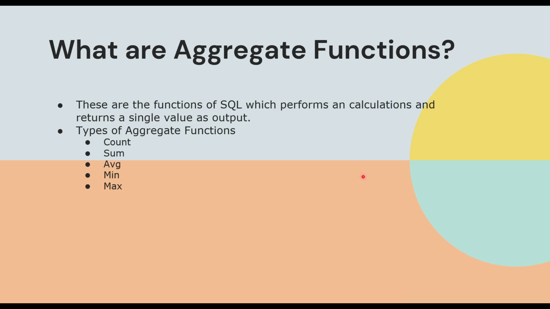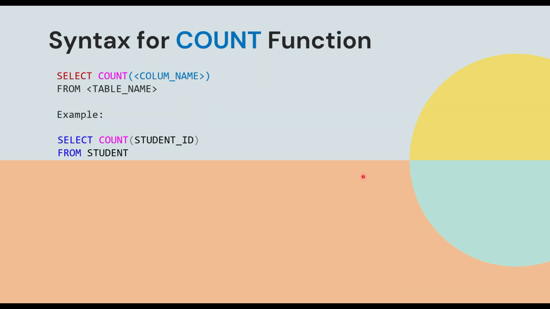Okay, so what is an aggregate function? An aggregate function is something which performs a calculation and returns a single value as an output. So what are the functions? Just count, sum, average, min and max. These are the 5 functions which are called aggregate functions in SQL. So let's see each and every function in detail now.